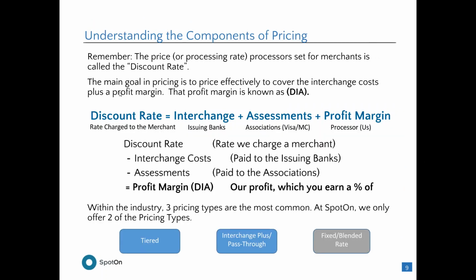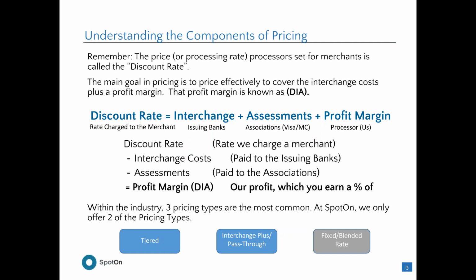So in terms of how we price, now that you know fixed costs, you know what's made up of the different fixed costs that we have to pay, let's talk about how we then build pricing around that. Now, the rate that we charge a merchant is what's known as a discount rate. That's true within the industry. It's the term used for the rates that we charge.